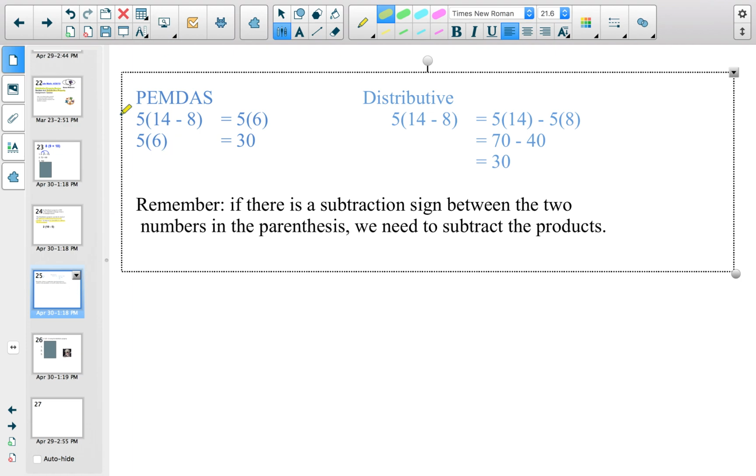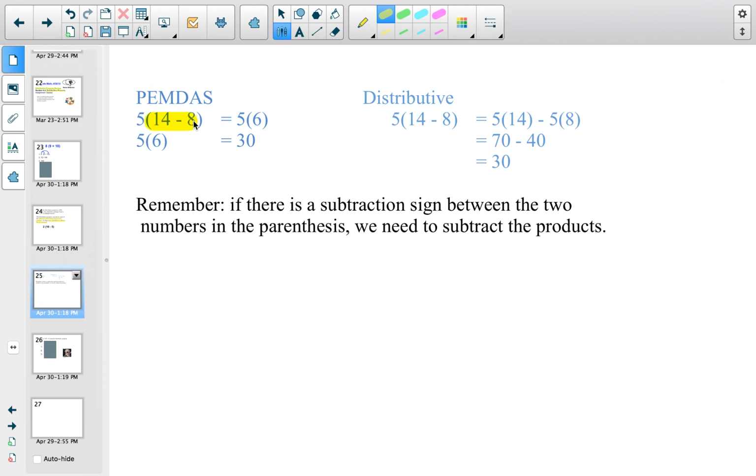So, if we had 5 times the quantity 14 minus 8. Well, if we did PEMDAS, we would do 14 minus 8, we would get 6. And then 5 times 6, we would get 30. Pretty straightforward. Well, with the distributive property, we would do 5 times 14 minus 5 times 8. And then we would get 70 minus 40, which is also 30. Okay, so just remember, if there is a subtraction sign right here, or right here, you need to subtract the products like I did right here. Okay.